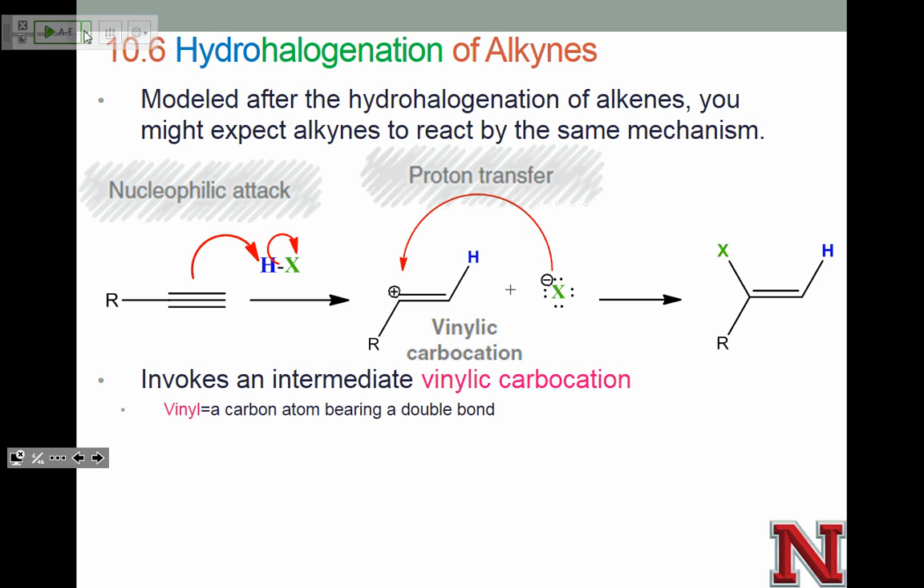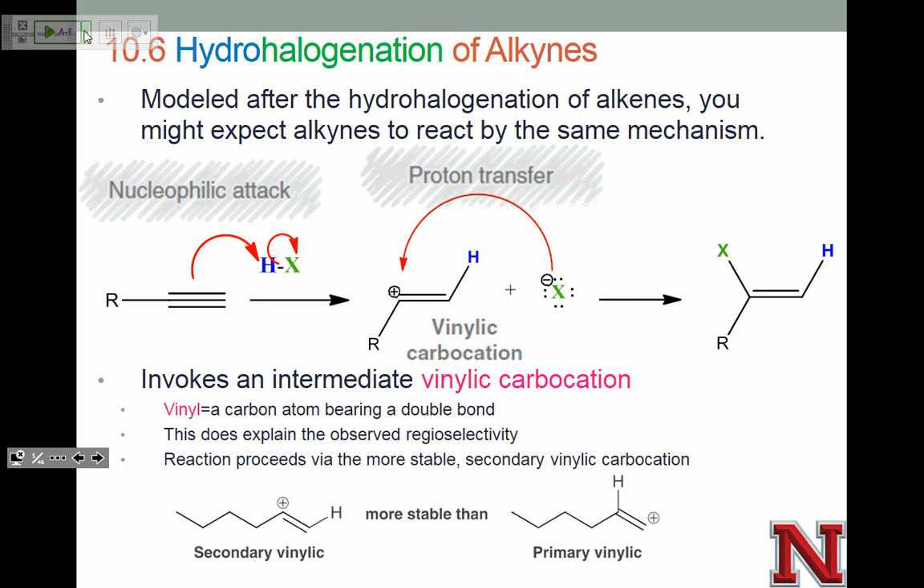But we learned in chapter 7 that a vinylic carbocation is very, very unstable. Remember, that orbital was shorter, and this is a positive charge, and our nucleus is positive. So that means that our positive charge is closer to a positive charge, and that's pretty unstable. So it's unlikely that this is the actual complete mechanism, just because of that. A secondary vinylic carbocation would be more stable than a primary, but neither is very stable.